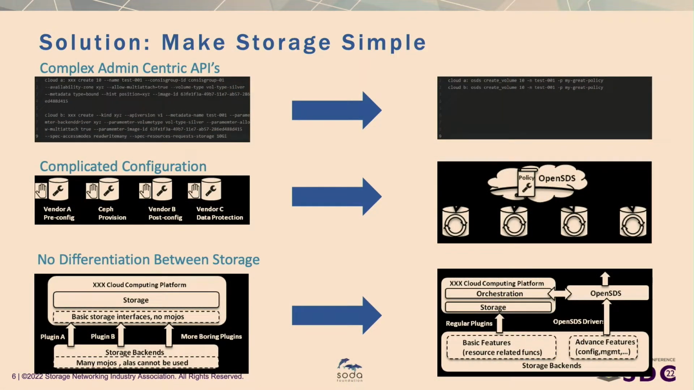So in the old project, OpenSDS, we thought there were three things we should do to solve that problem. Instead of using complex admin-centric APIs, we should use unified, user-friendly APIs. Very complicated configuration should be replaced by policy-driven configuration operations. And for CSI, instead of treating all storage the same, the unique features of the storage should be enabled and utilized.